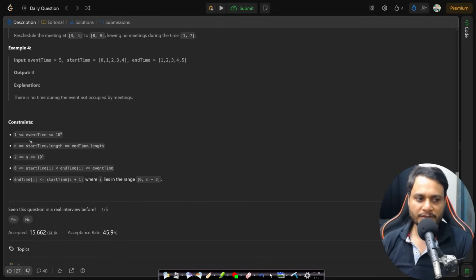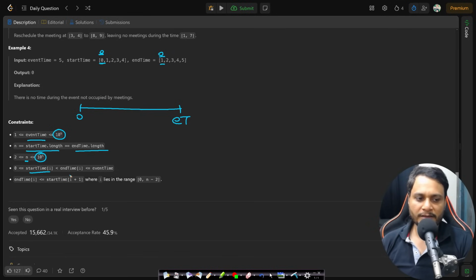If you look at the constraints, then the event time maximum value is 10 to the power of 9. So event time is the end of the timeline and 0 is always the start of the timeline. The startTime.length is equal to endTime.length, which indicates that if you are looking at index 0 on both of them, then this is the 0th meeting, start point is 0 and end point is 1, right? The value of n here shows the number of meetings, which is up to 10 to the power of 5.